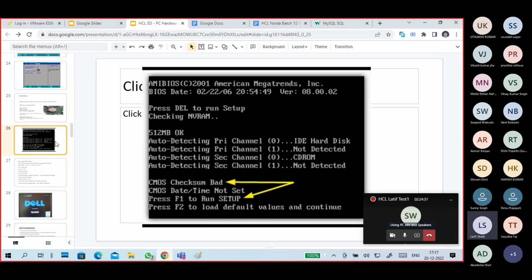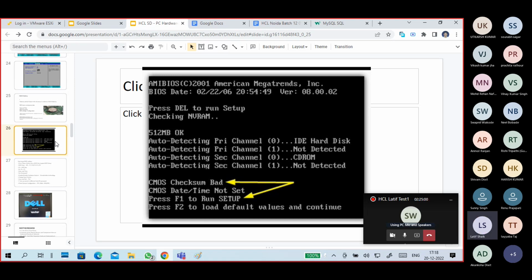Go to BIOS settings, change all settings, save the settings and work. The next day you won't get this error. The first time you get it because your operating system date and time is different from your CMOS, that is your BIOS, date and time.